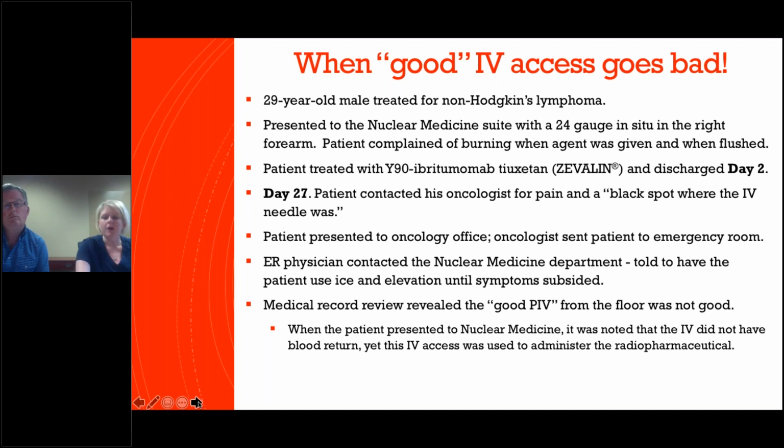The ER physician contacted the Nuke Med department and was told to have the patient use ice and elevation until the symptoms subsided. Upon medical record review, the technologists documented that the PIV in the forearm was received from the floor, and that it was good and used. When the patient presented the IV, it was also noted that the IV did not have blood return. So instead of a further investigation, the technologist went ahead and used the access that the patient came with from the floor. This was a radiotherapeutic study.